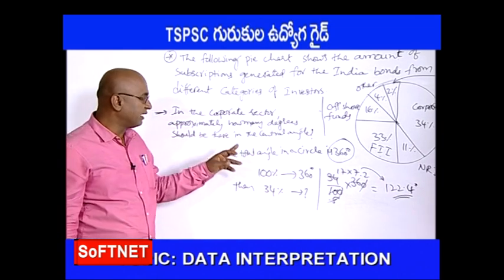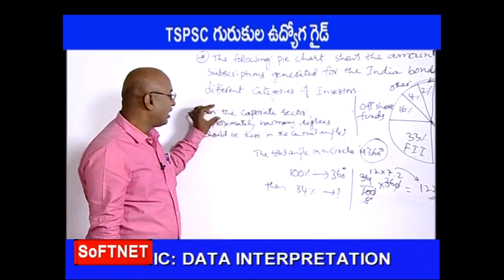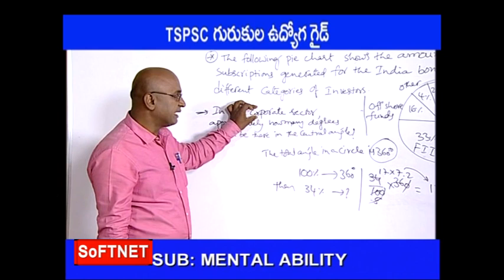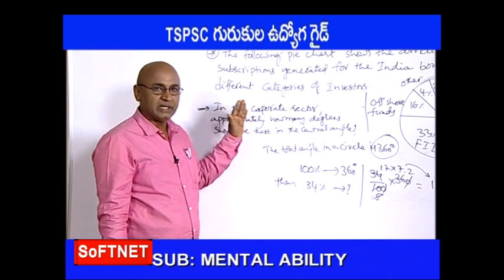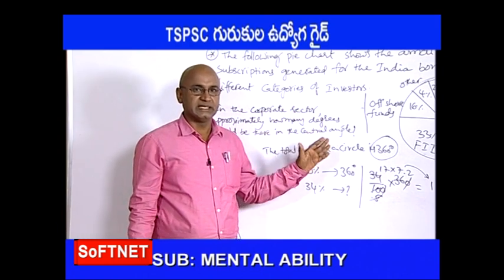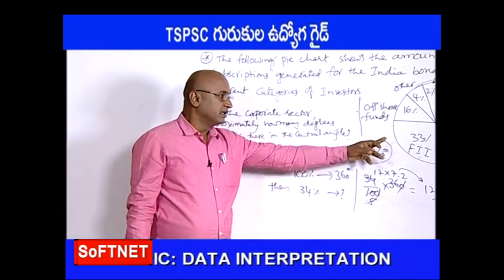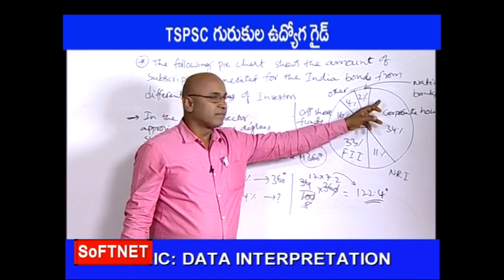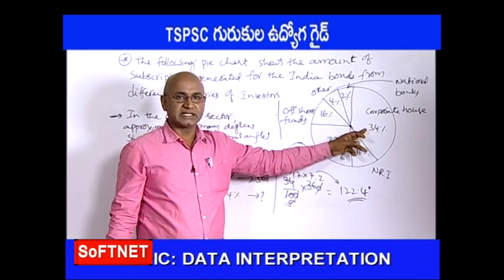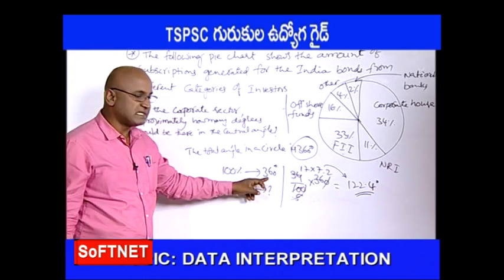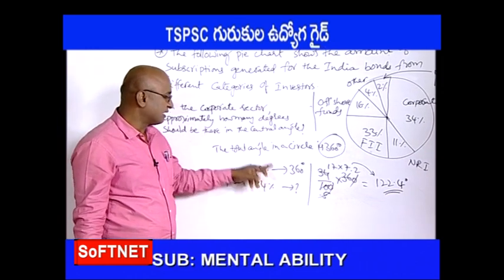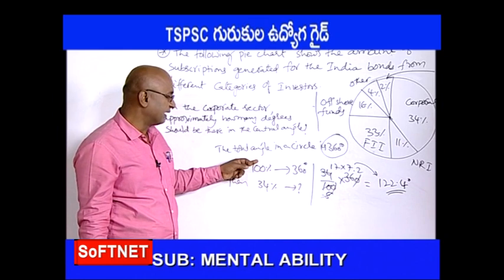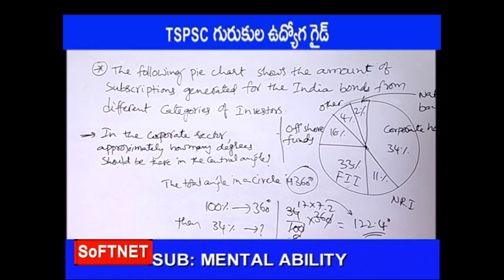So what is the problem here? What is the value of corporate sector in terms of degrees? We know that the total angle in a circle is 360 degrees. Now, it is equal to 100%. The total angle is equal to the 100%. If 100% is equal to 360 degrees, then the 34% of corporate sector is how many degrees? 34 by 100 into 360, that will give you 122.4 degrees.